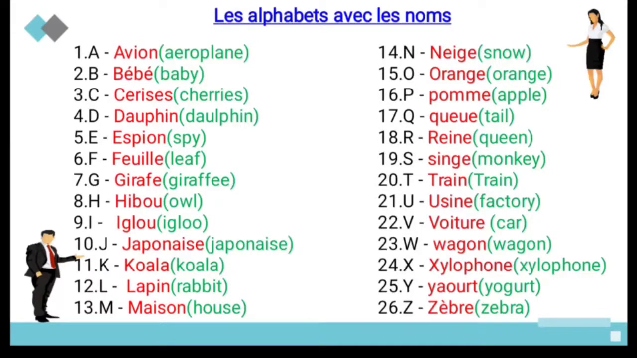And T, train. And U, usine, that is a factory. And V, voiture, car. And W, it's a wagon, it's one of the vehicles. And X, xylophone, it's a xylophone. And Y, yaourt, it's one type of curd. And Z, zèbre, it's a zebra. So this is all about the alphabet avec les noms. So you have to note it in your French classwork.